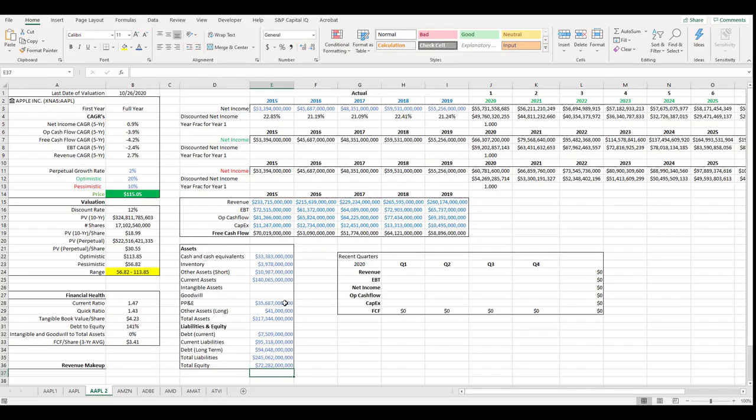Let's see. It's gonna be a little weird because I'm not gonna dig through the notes of financial statements to get the intangible and goodwill, but current ratio 1.47, pretty good. Quick ratio 1.43. That's pretty good to see a current ratio and quick ratio that close together. Like they're really managing their inventory well. I'm gonna check that. Yeah, it says their inventory is just 3 billion.